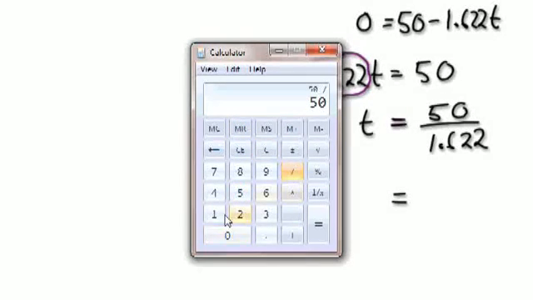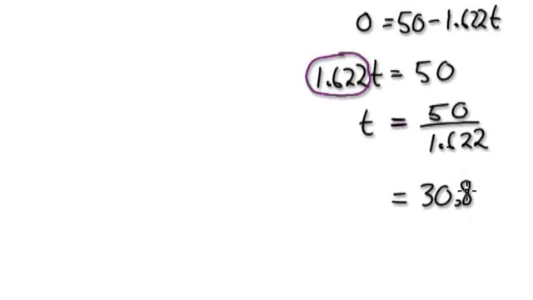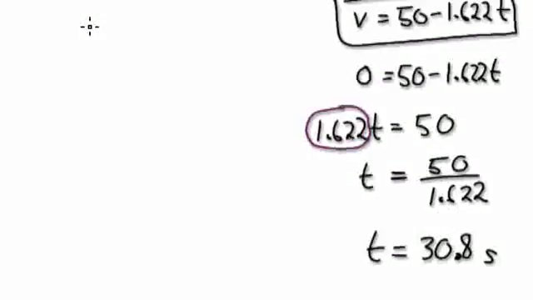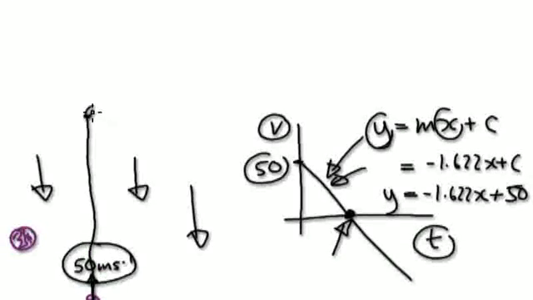So now jump to a calculator, punch it in. 50 divided by 1.622 equals. Let's just round it off to 30.8. So 30.8 t, so seconds. So when you shoot the cannonball up, it would take 30.8 seconds for the cannonball to reach the velocity of 0. Well, it takes 30.8 seconds for the cannonball to come to rest here. Okay, and then it will start to fall down.